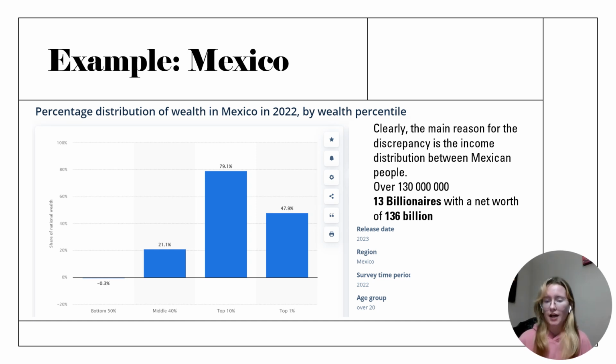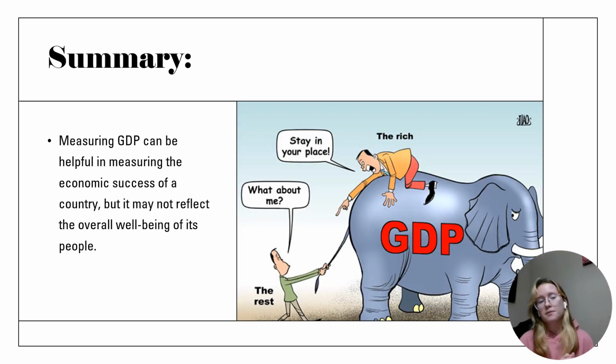So it shows a higher number than the well-being of everybody within the country. So if the bottom people are lacking, then the whole country is not doing well in terms of their population, but their GDP will represent a higher number. So to summarize, measuring GDP can be helpful in measuring the economic success of a country, but it may not reflect the overall well-being of its people.